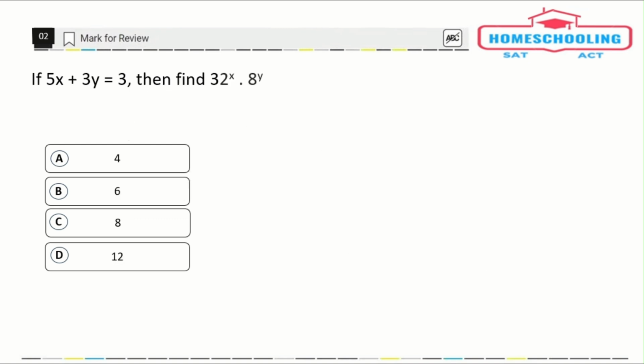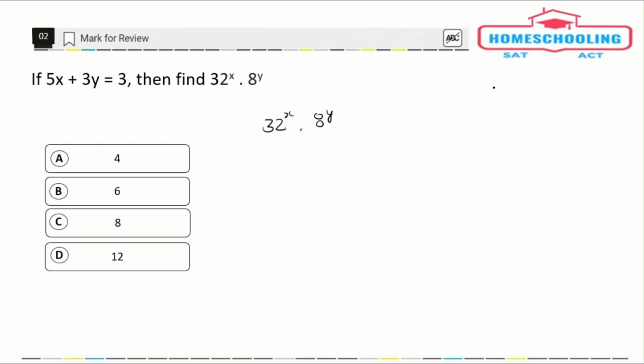Now, question number 2 was also asked a few years back. It says that if 5x plus 3y is equal to 3, then find 32 to the power x into 8 to the power y. So let's write this expression here: 32 to the power x into 8 to the power y.